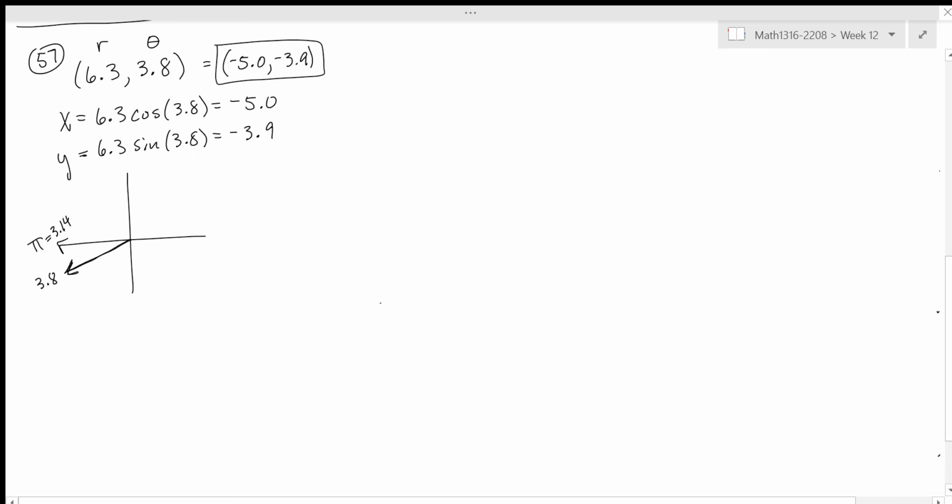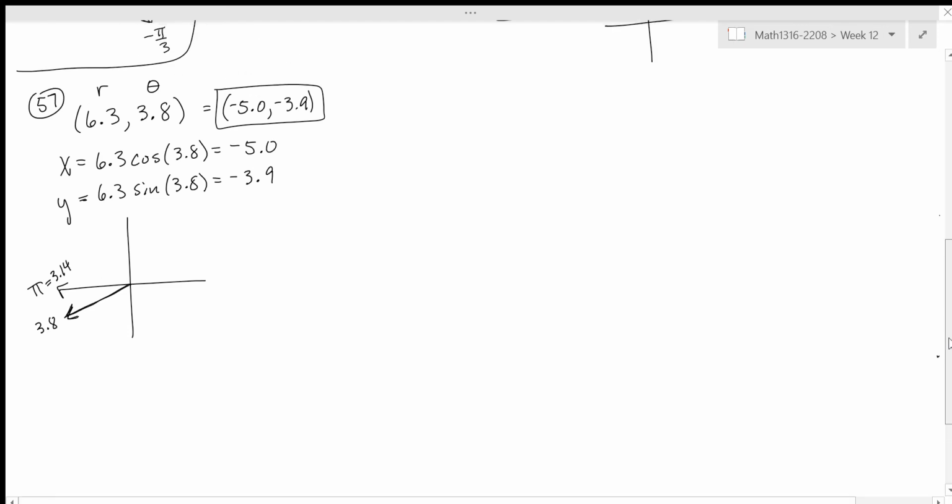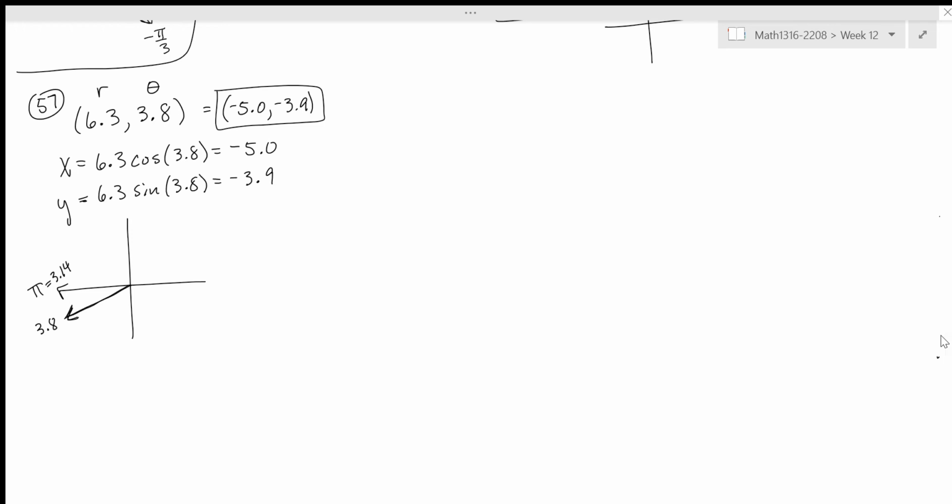Okay, so before I move on, does anybody have any questions about going from polar to rectangular? Because you know what we're about to do. Oh yeah, it's good to go both ways. And so we're going to go, what did I say? Rectangular to polar. Okay, so let's try number 63.